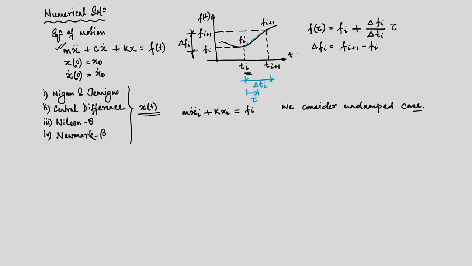Now, we can also write down the same equilibrium equation at time point tau. So, we have x of tau, x double dot of tau, and then finally, on the right hand side we have f of tau.